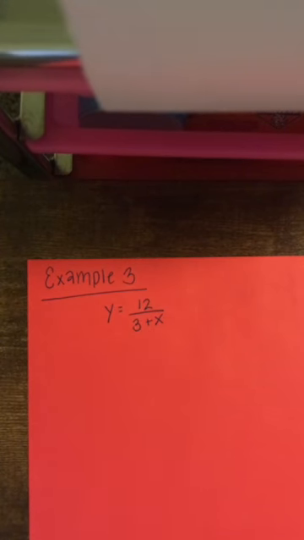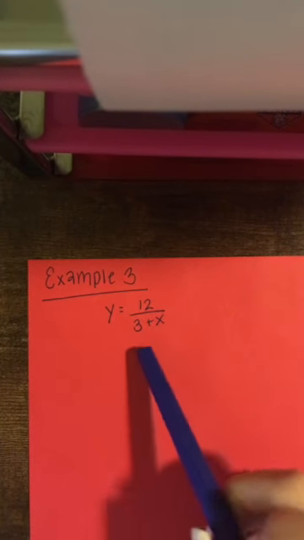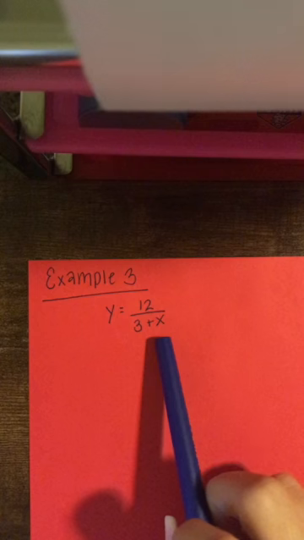For example 3, if we were asked to graph the following equation, what number could we not use in place of x when generating a table of ordered pairs? So our equation is y equals 12 divided by 3 plus x. So we know in order for this equation to work, we cannot have a 0 in the denominator. So we need to guard against the divisor down here being 0.